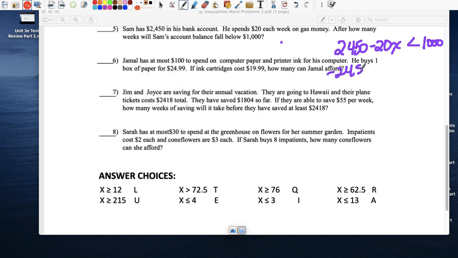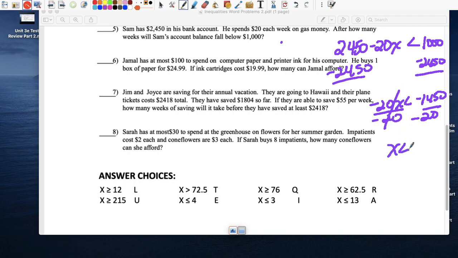Subtract 2450 from each side. You get negative 20x less than negative 1450. We're going to divide both sides by negative 20. That simplifies to x. Notice that I divided both sides by a negative number, so I'm going to flip the inequality to the other side. And 1450 divided by 20 is 72.5.